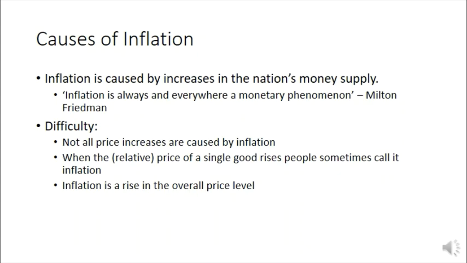Not all price increases are caused by inflation, and there are plenty of reasons to change prices: a change in input costs, like we saw in last week's supply and demand lecture, or a change in taxes or tariffs. When the relative price of a good rises, sometimes people call it inflation, but this is not inflation. Inflation refers to an increase in the overall price level, and that's why we have to tie it to an index.